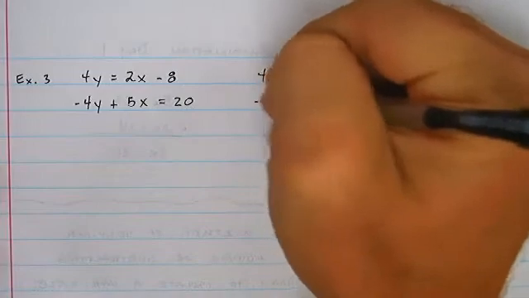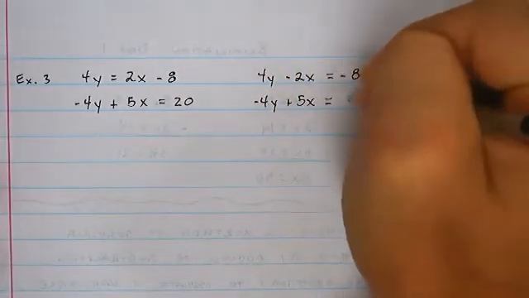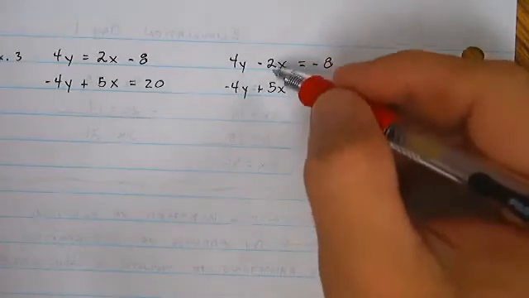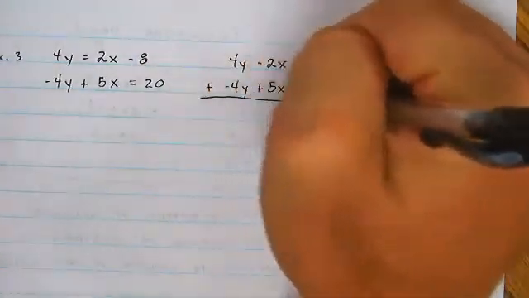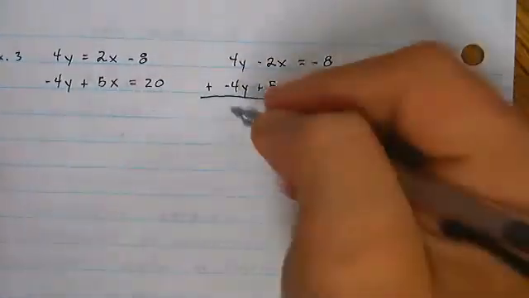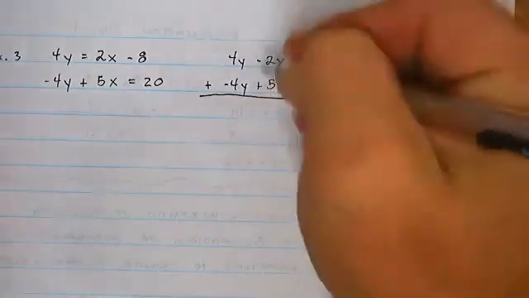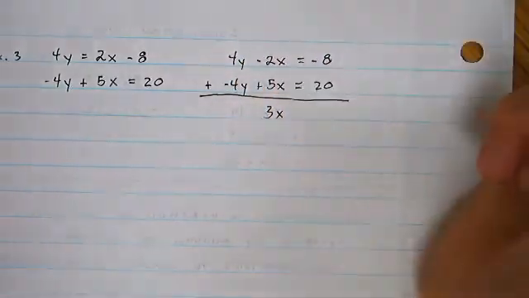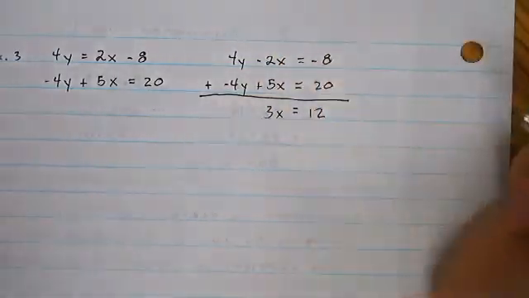And then the bottom equation is just going to stay the same because now I am in alignment. I've got my equal signs on top of each other, constants, x's. And for this one, I've already decided I want to add them, because 4 plus negative 4 is 0. Negative 2 plus 5 is 3x. And then negative 8 plus 20 is a positive 12.